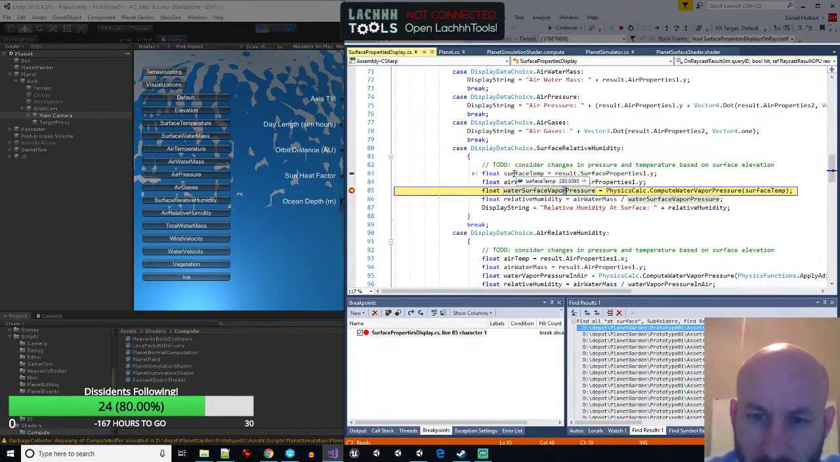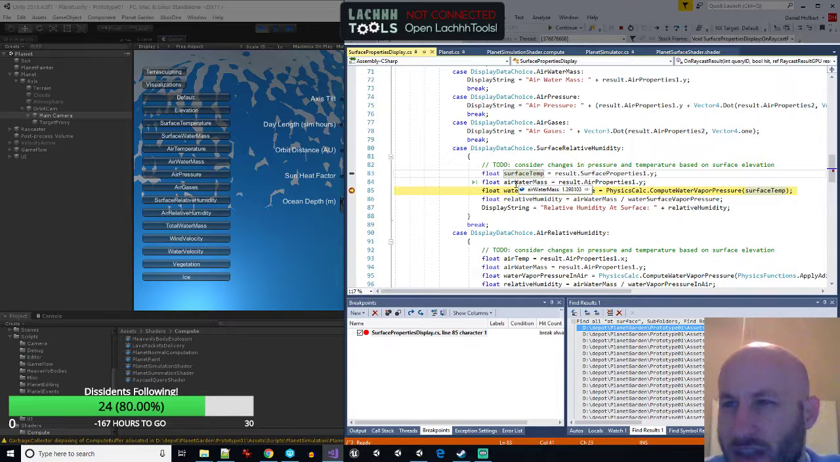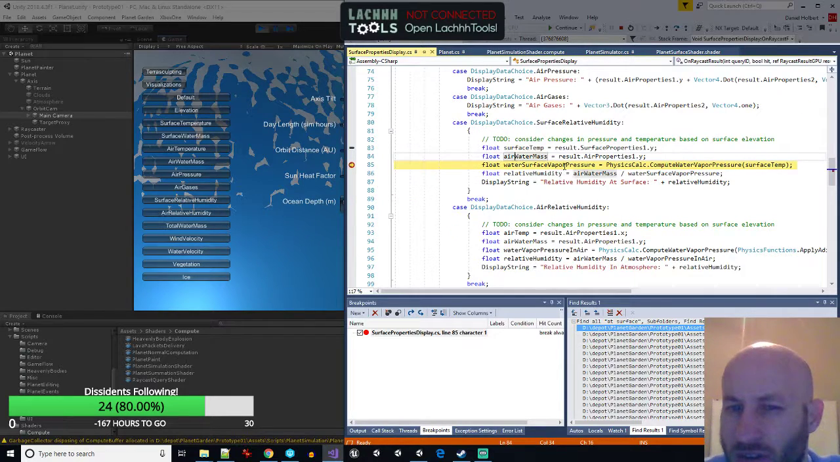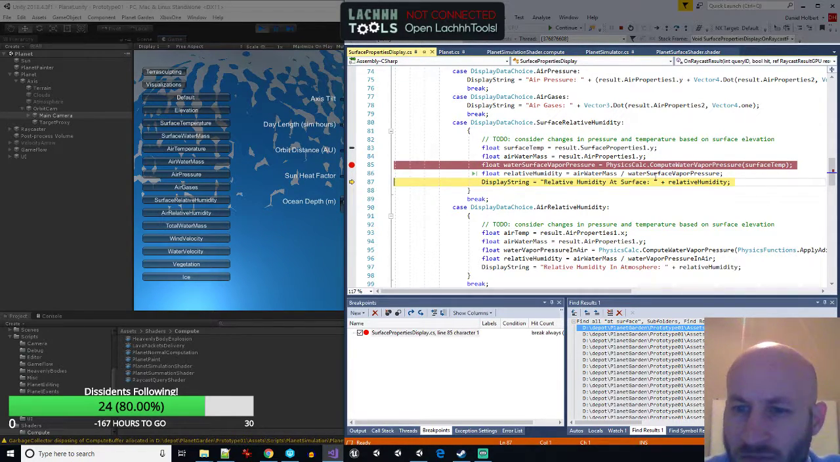So we have a place where it's about 20 degrees Celsius, about 1.4 kilograms of water in the air. Is that a lot? I'm not sure. And so the relative humidity is 58, because the vapor pressure is pretty low at that temperature.